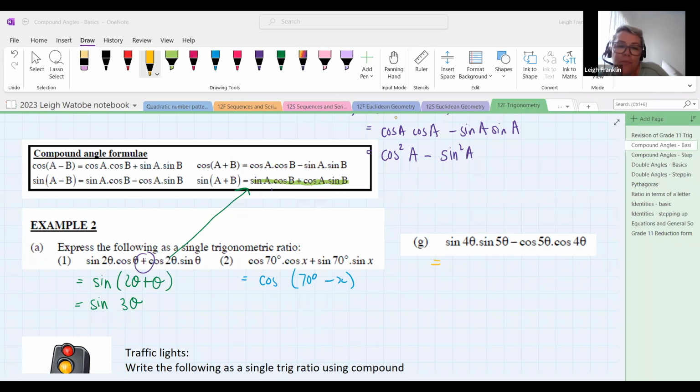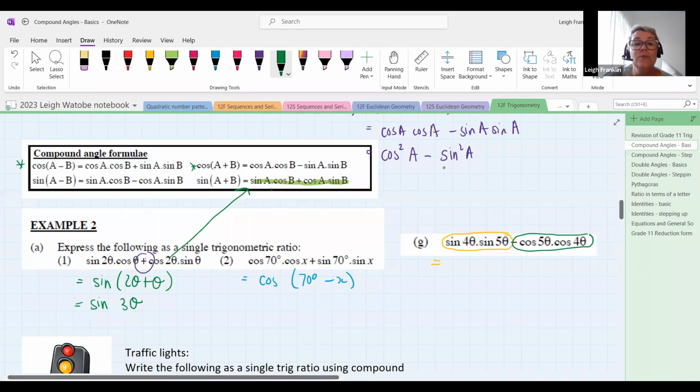Now, the reason why it can't be sine 4 theta minus 5 theta is because if you look at the first term, it's sine of an angle with sine of an angle. And if you look at the second term, it's the cos of an angle with the cos of an angle. So if cos goes together, then it has to be a cos compound angle. But it's not an easy question, because they've actually done something a little bit nasty to us. Can you see what they've done here? They've made cos 5 theta, cos 4 theta negative.